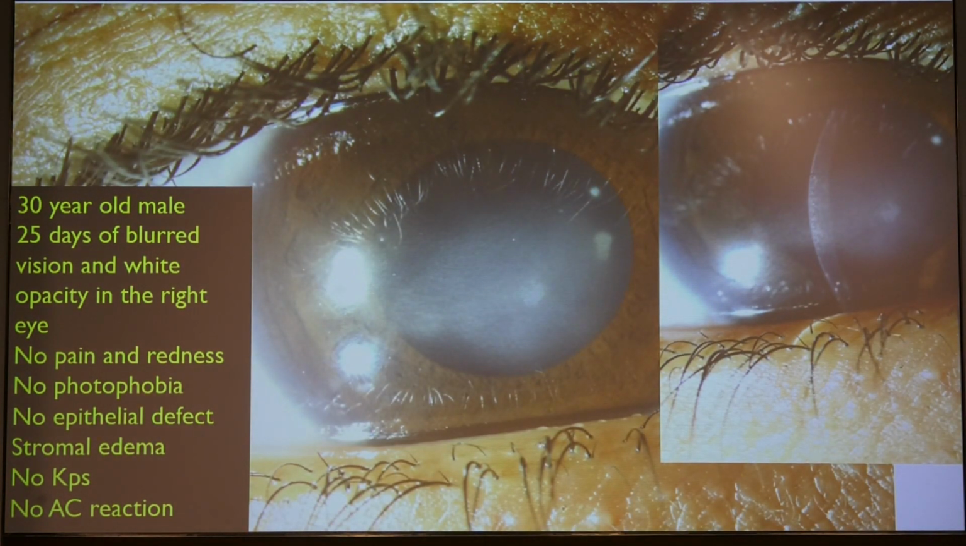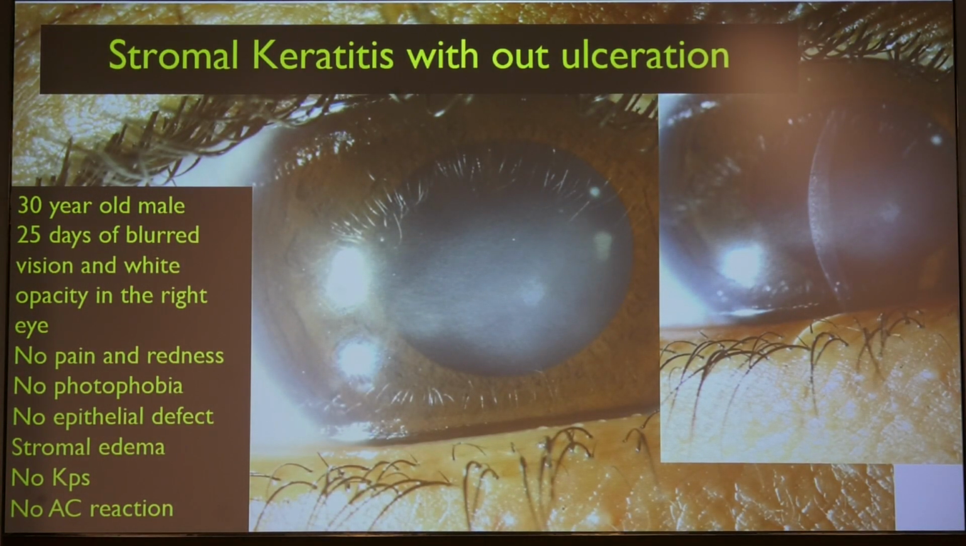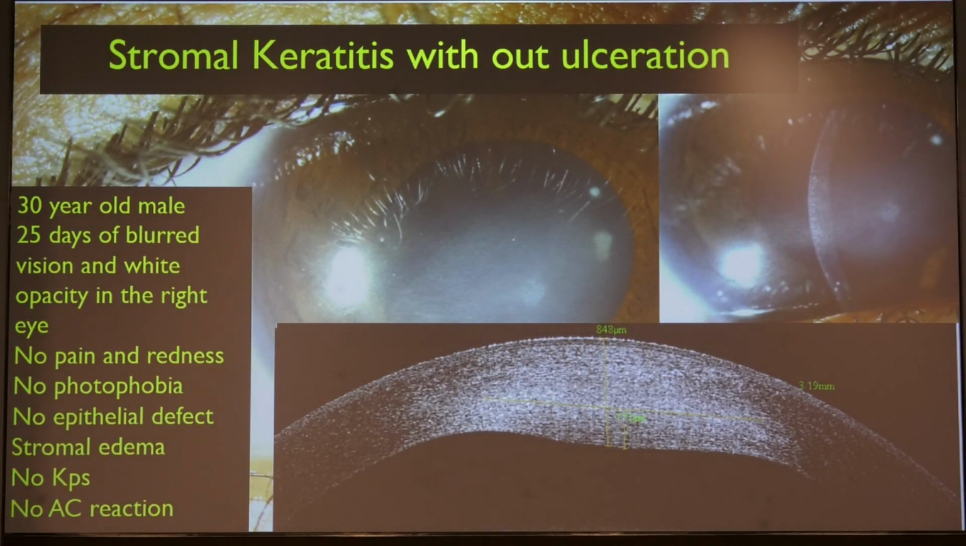This is another, most common in our series: stromal keratitis without ulceration. This is the typical scenario: a history of blurred vision with white opacity in the right eye. The patient complains of this with no pain, no redness, no or minimal photophobia, no epithelial defects. Stromal edema is present, but no KPs and no AC reaction. So this is how it presents. On OCT, you can see the corneal thickness is increasing with typical loss of the concavity of the cornea from behind. That is what makes it different from other conditions where corneal edema presents.